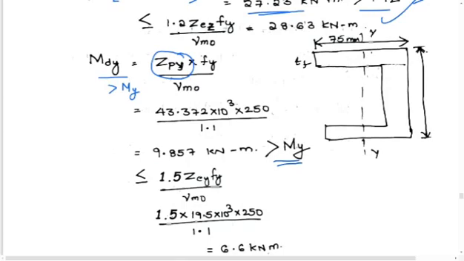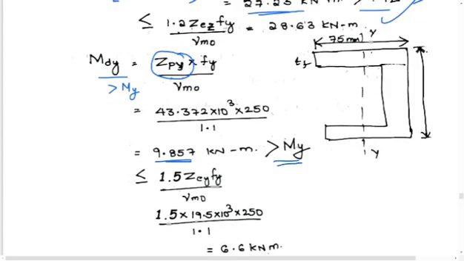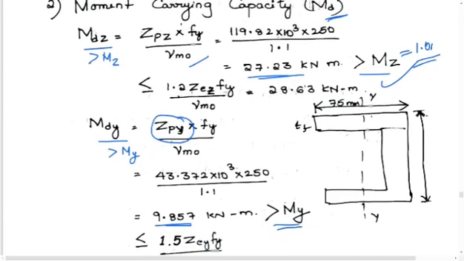Cool. And here also. Now, as you can see, this MdY value should be less than 1.5 times Ze by fy by gamma m. My mistake, see here. Mz is actually 12 point something.